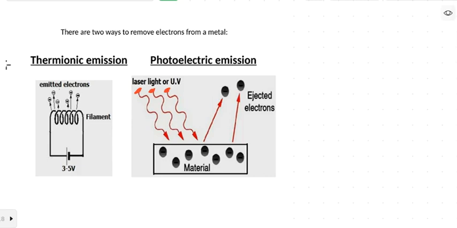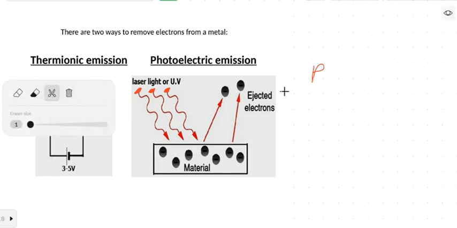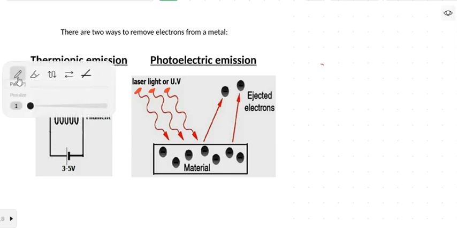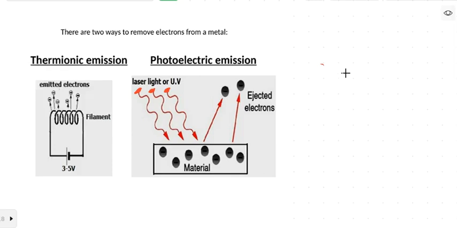So after absorbing the energy of this photon, these electrons, we call them photoelectrons.